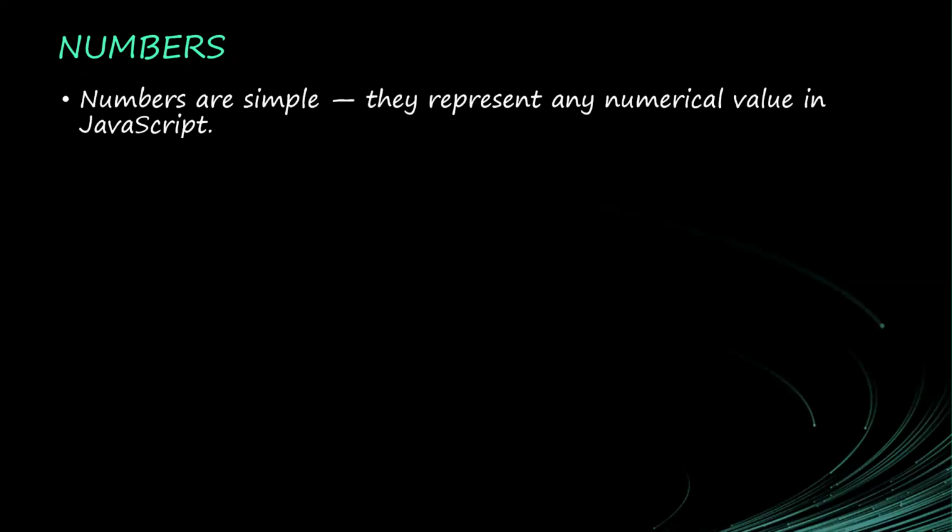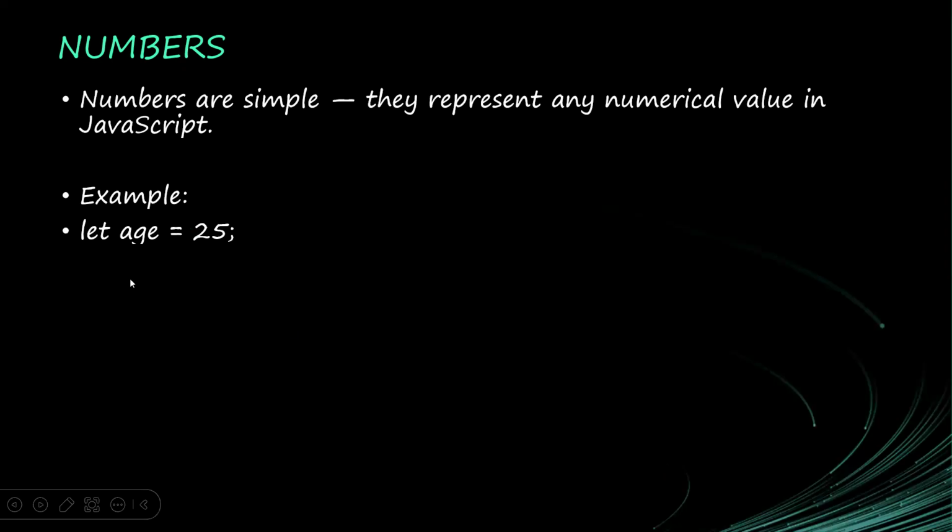So the first data type we'll talk about is numbers. When you store somebody's age, somebody's salary, maybe an account, these are whole numbers. Numbers are simple. They represent any numerical value in JavaScript: somebody's age, somebody's score, somebody's salary. So we call them numbers. The type of data is number.